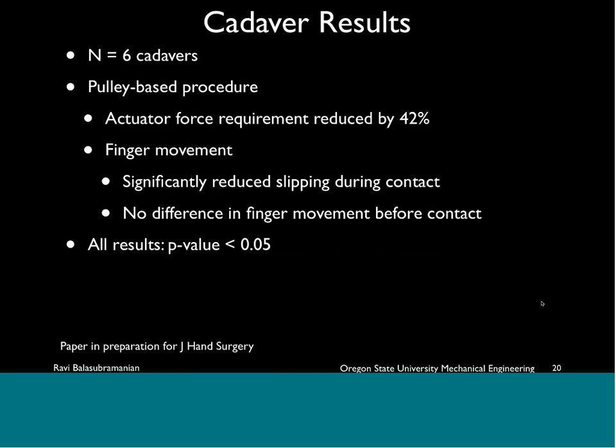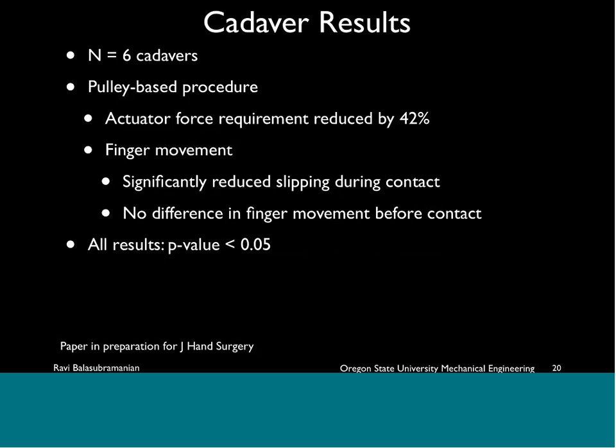Okay. Now, just to give you a quick snapshot of the cadaver results from 6 cadavers. If you want more detail, please feel free to contact me. But the basic point is that the pulley-based procedure led to a 42% reduction in the actuator force requirement during the grafting process when compared to the suture-based procedure. Okay, and this is 42% on average, but for each cadaver also the actuation force requirement was lesser.